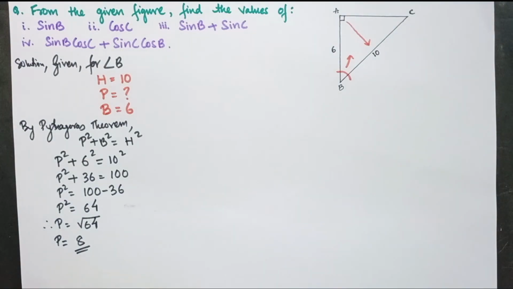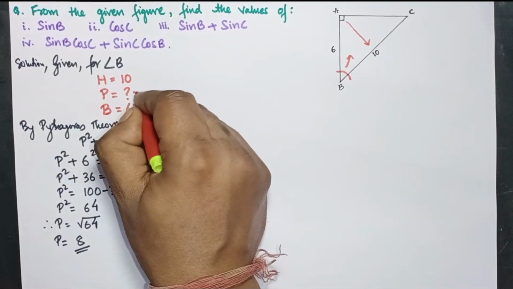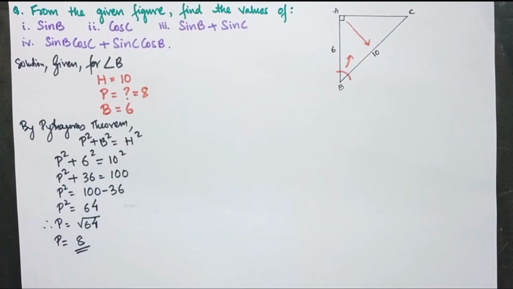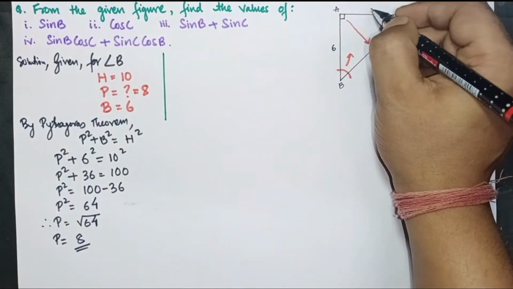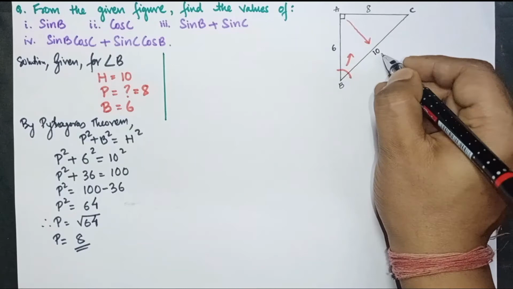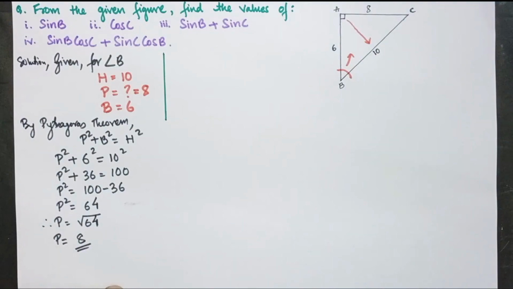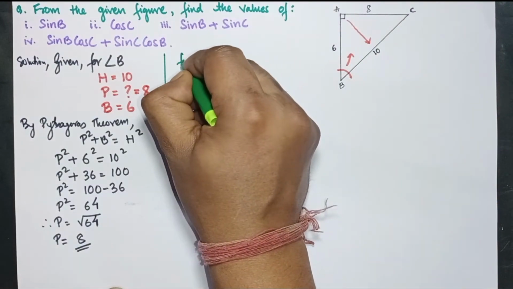So what we got? P is equal to 8. Hope you're clear with this. So this was for angle B. Now in my next step, perpendicular we got how much? 8. So 8, 6 and 10. Now in this we'll write for another angle.